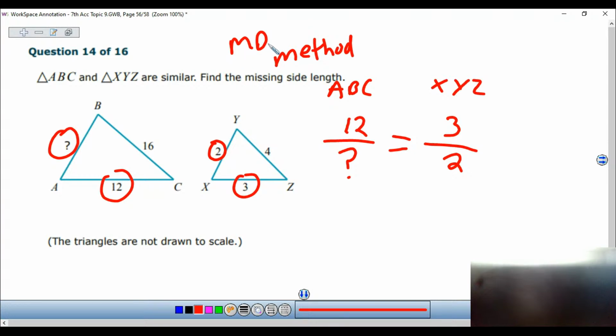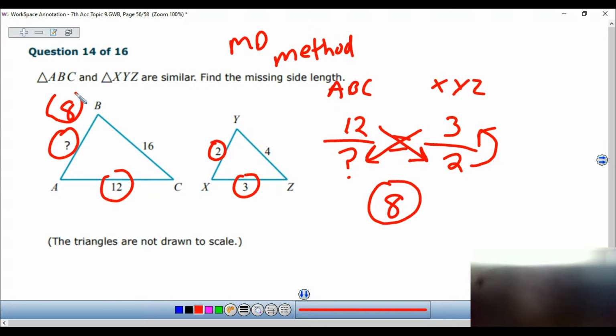MD stands for multiply, then divide. We're multiplying always the diagonal first. Then we divide by the only other number we see, and that gives us the final number. So 12 times 2 is 24, and 24 divided by 3 is 8. That means this side that's missing, the length is 8. And there it is.